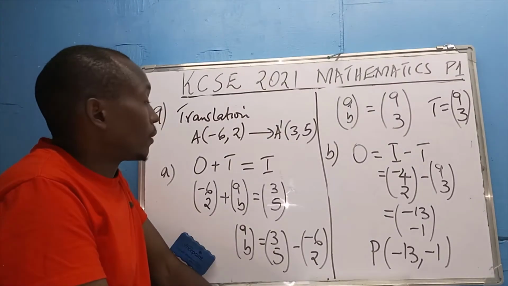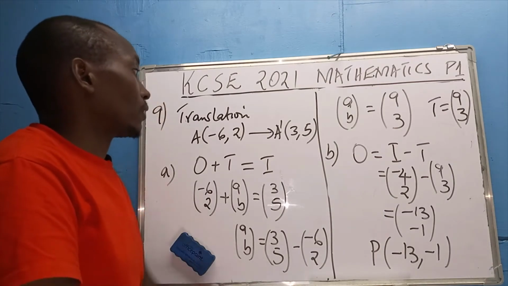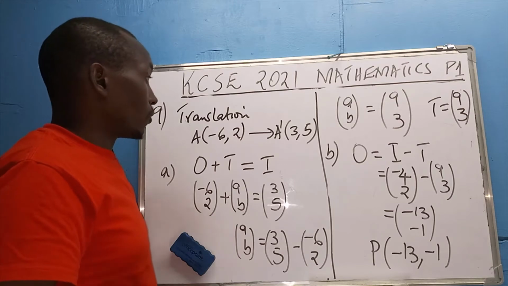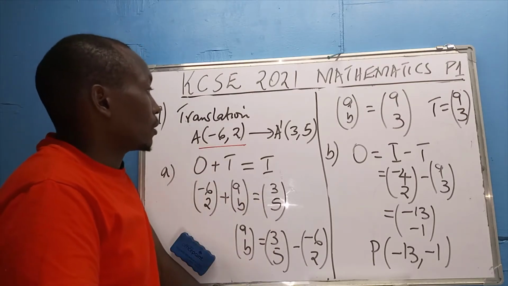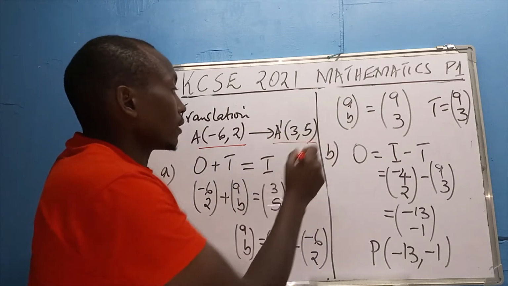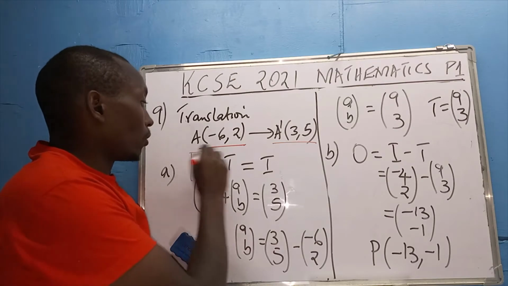Question 9. This one was a question on translation vector. For this one, you're given that a point A, negative 6, 2, is mapped to A prime, that is 3, 5. So this is something you should know.